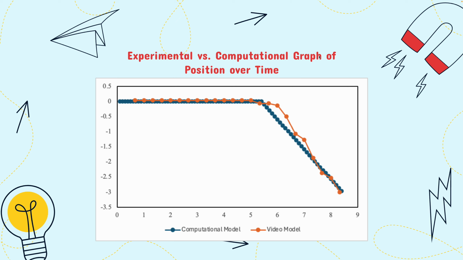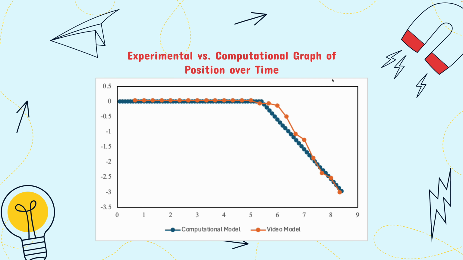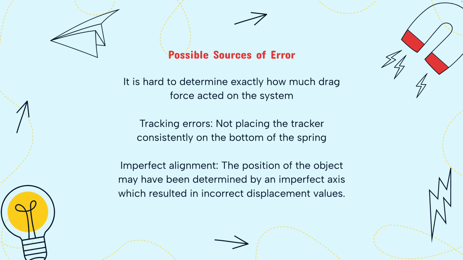So this is the graph of our experimental versus computational position over time, the blue being the computational model and the orange being the video model. You can see that they're pretty similar actually, but there are a few differences. Firstly, it's pretty hard to determine exactly how much drag force acted on the system. Even though we did guess and check with the proportionality constant, it's still probably not a perfect fit.